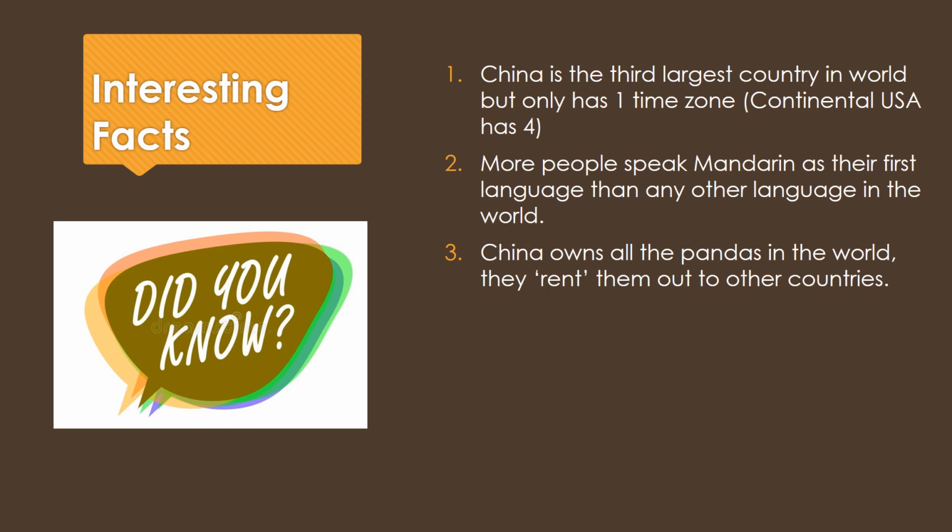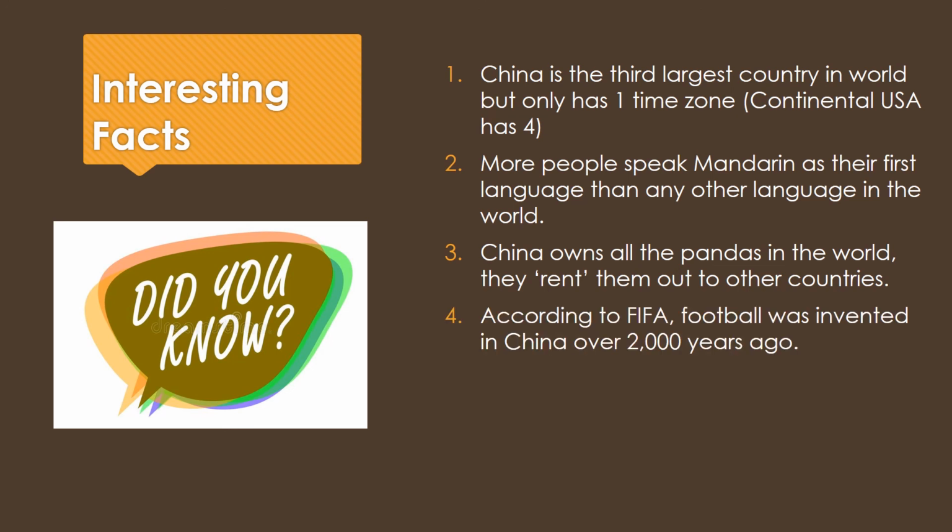China actually owns all the pandas in the world, and they essentially sort of rent them out to other countries. So they might give them to a place as a gift, but that particular country has to pay money to China to have that particular panda in a zoo, for example. And according to FIFA, football was invented in China over 2,000 years ago. So even though it's a really huge global game and often associated with the UK, it actually originated in China.